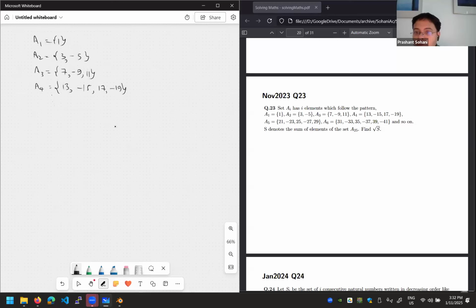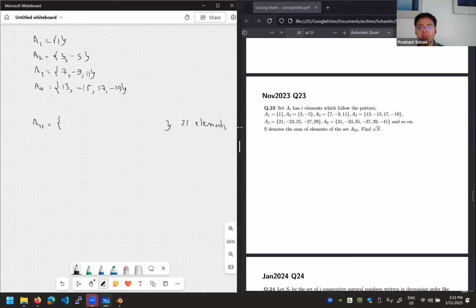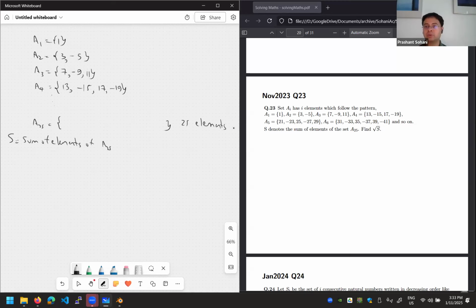Then the question is, they are asking about the set A25. A1 has one element, A2 has two elements, so like that, A25 will have 25 elements, right? And we are interested in the sum of the elements of A25. That is what S is, which we want to find. So we need to start making some observation about what is happening in this pattern that can help us find the value of this.